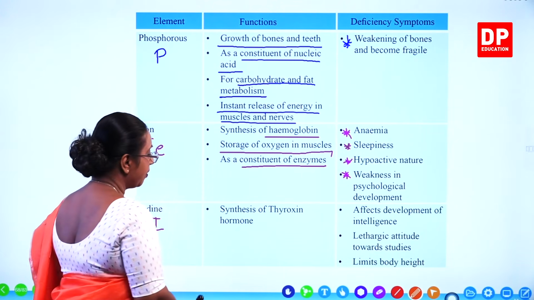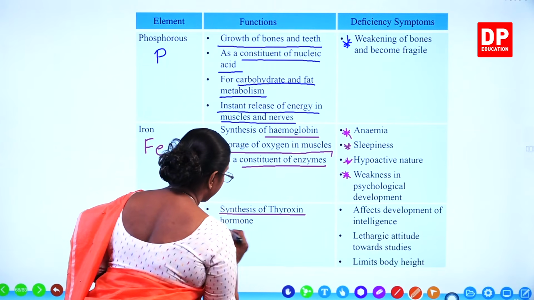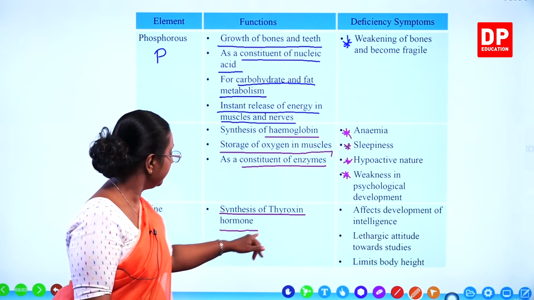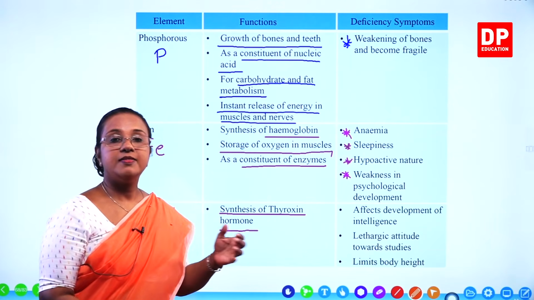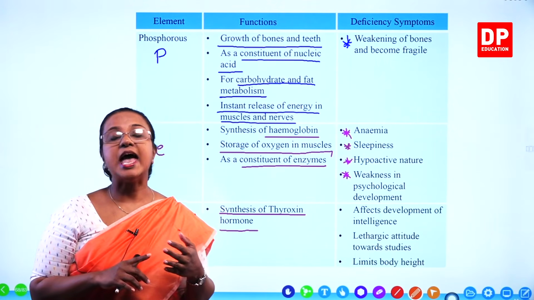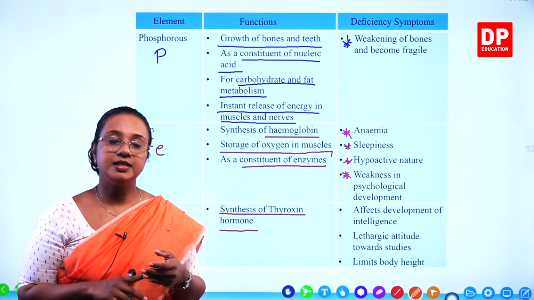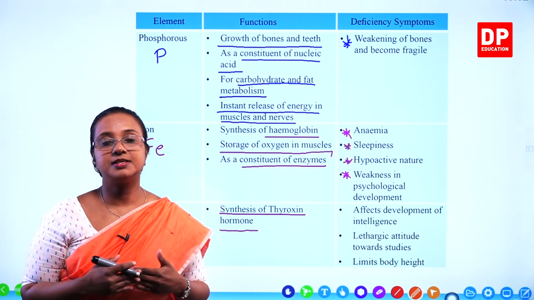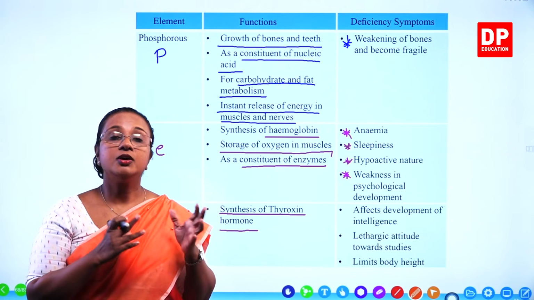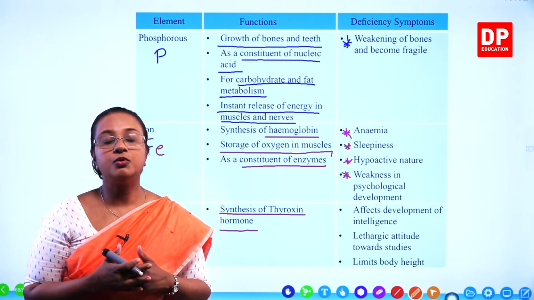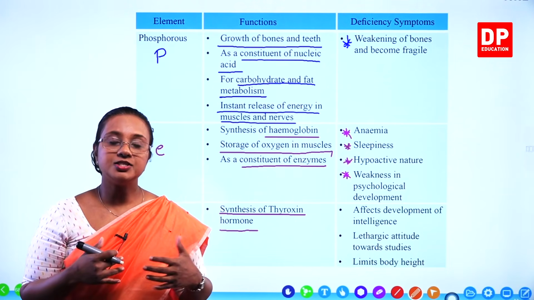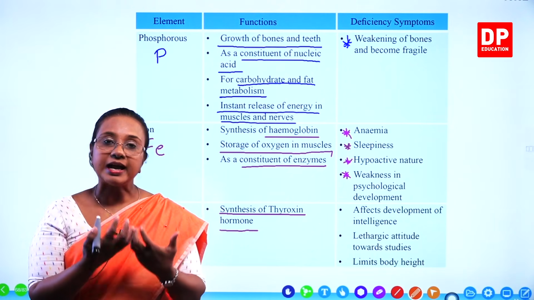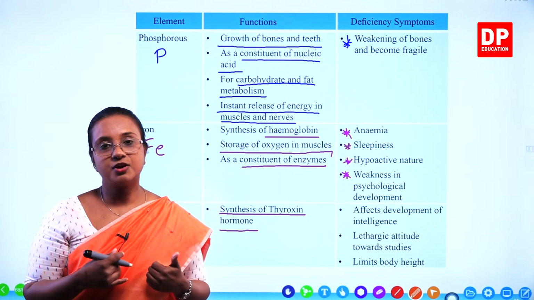Iodine is important for the synthesis of thyroxine hormone. We already talked about hormones. There are lipid hormones and protein hormones in the body. And these hormones are chemical substances needed for coordination and homeostasis. Coordination is the proper regulation and the co-acting of all the parts of our body.